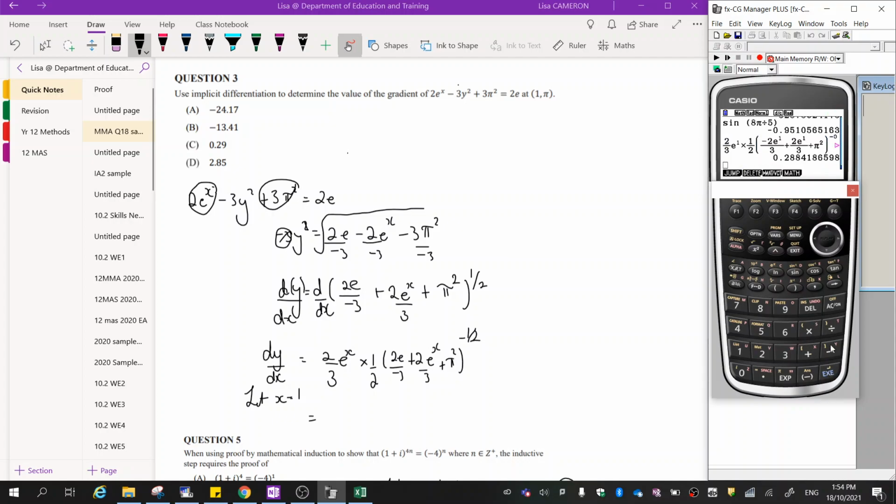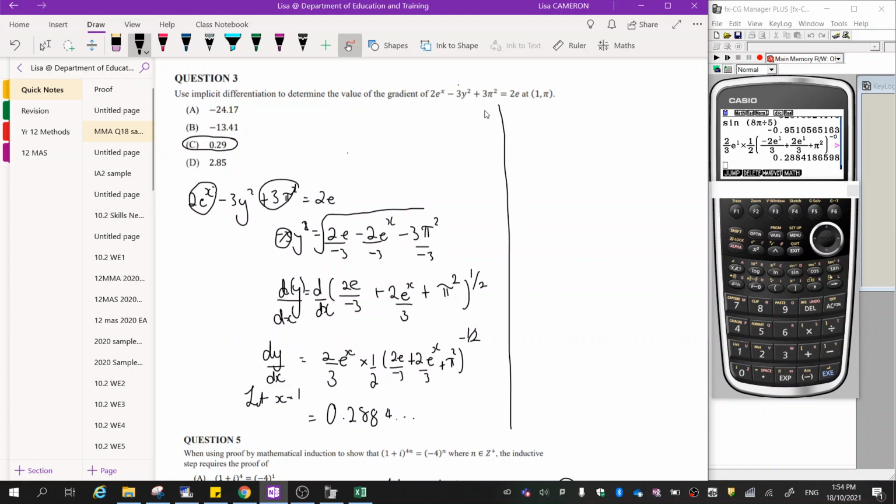Okay, now I'll press execute and you'll see that my answer is 0.2884, yada yada. So that will go closest to this one here, 0.29. So C is our solution. So that's option 1, getting it in terms of y equals first.